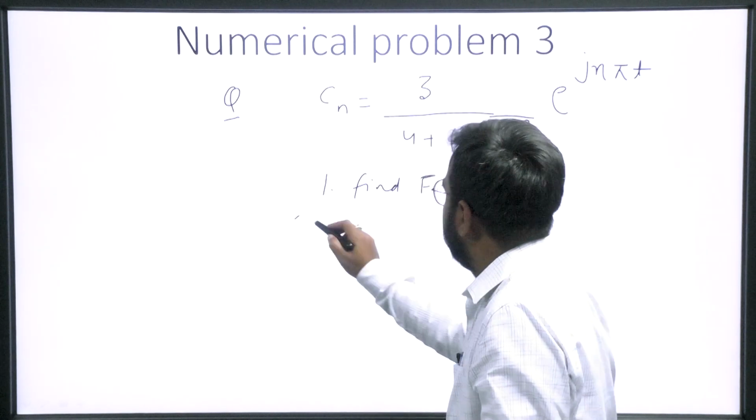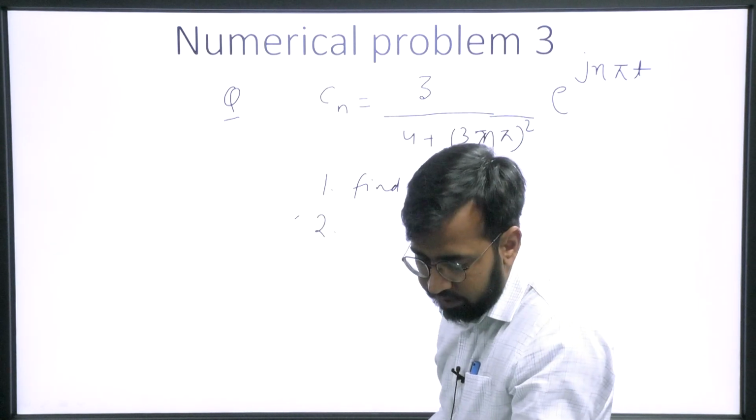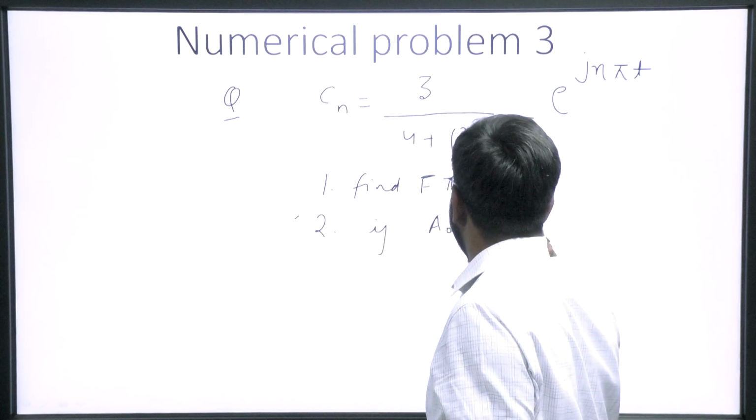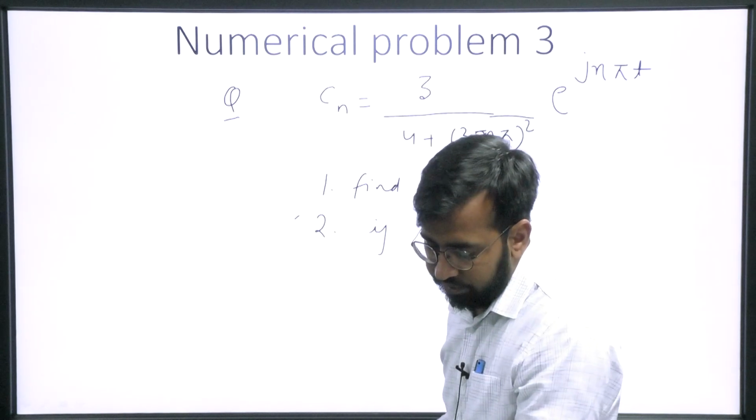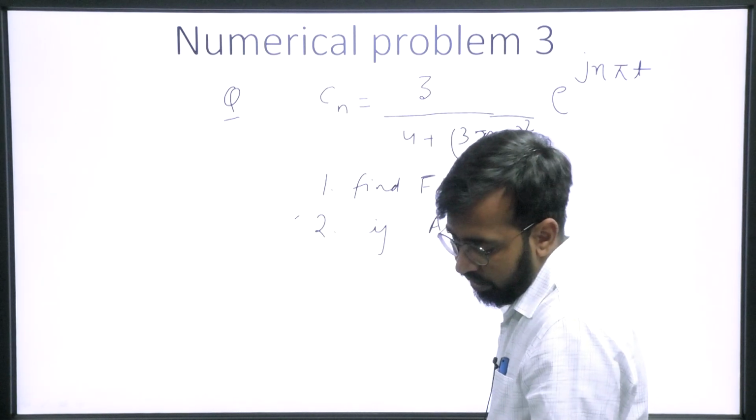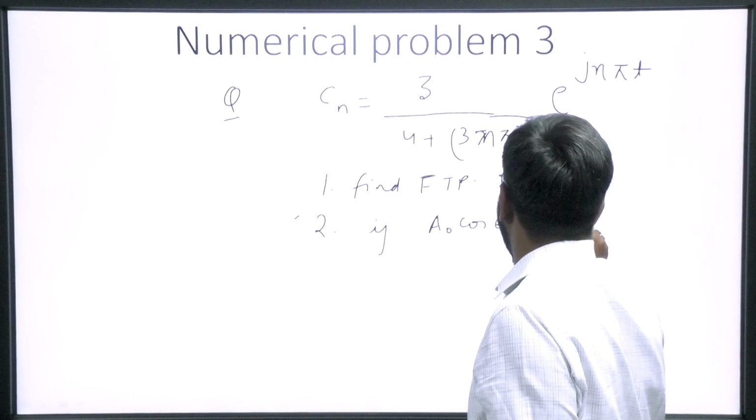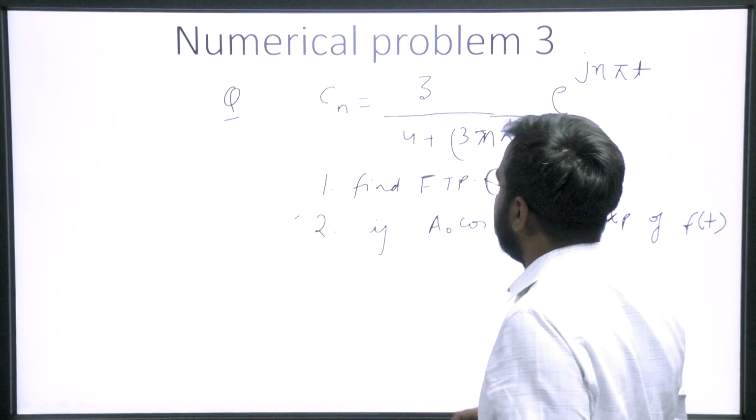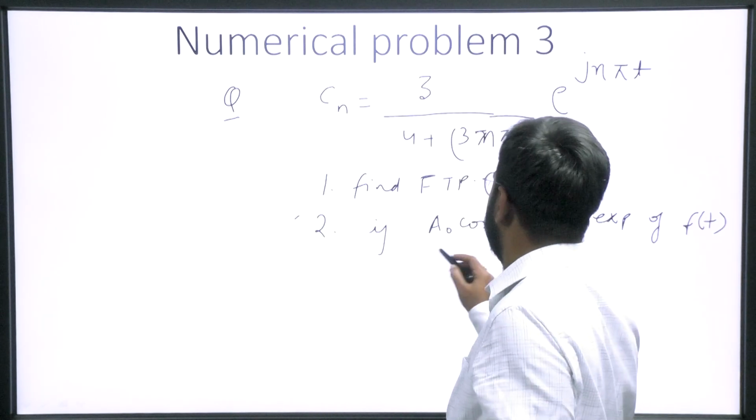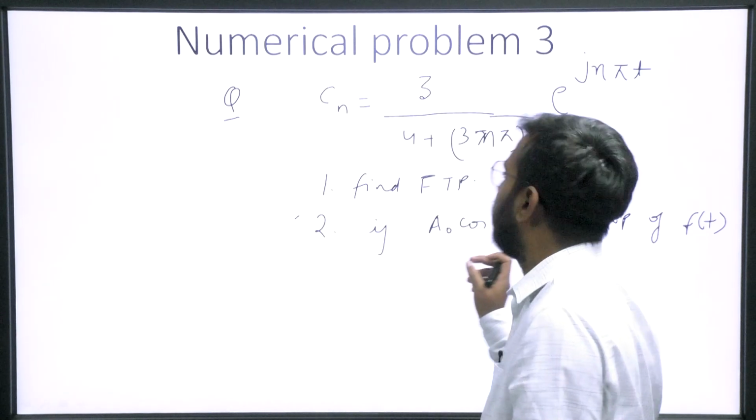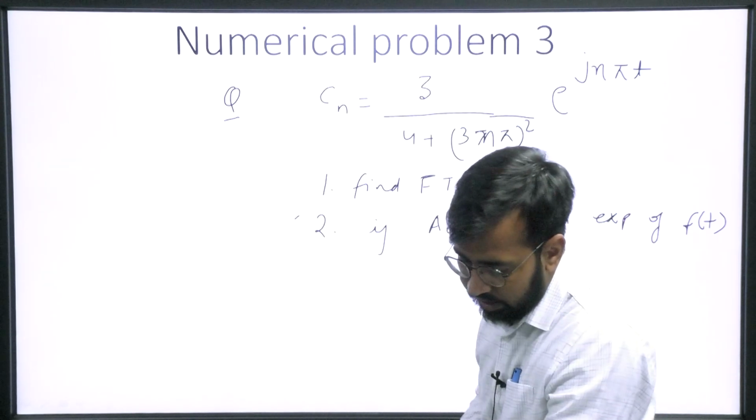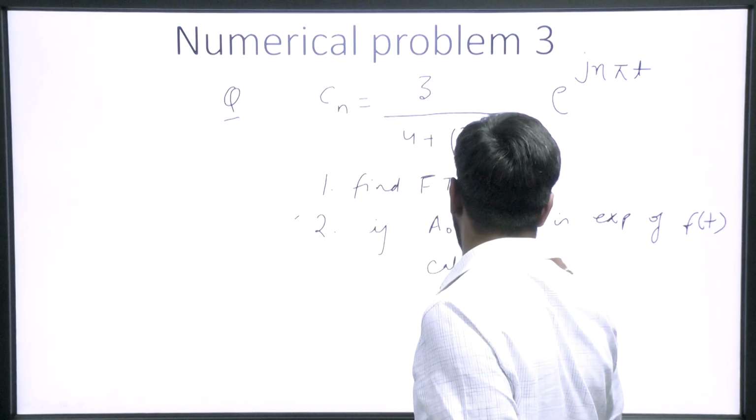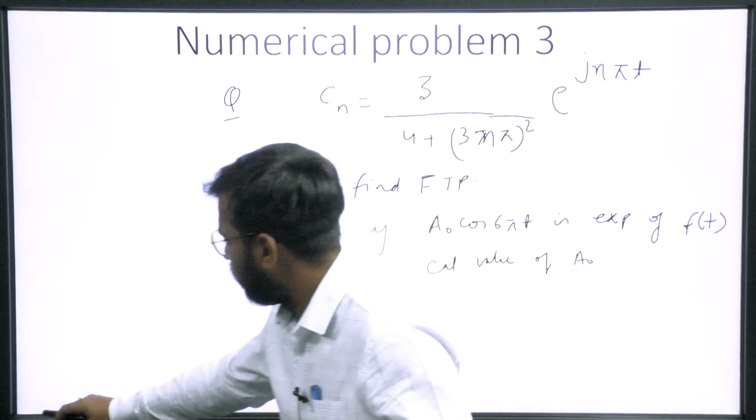So, it has two parts. Find the fundamental time period, and the second part is: if a naught cos 6 pi t is a term in the expansion of f t, that means, see, it is saying that this is one of the terms we have got in the expansion of f t, then calculate the value of a naught, okay. So, see how we can solve this.